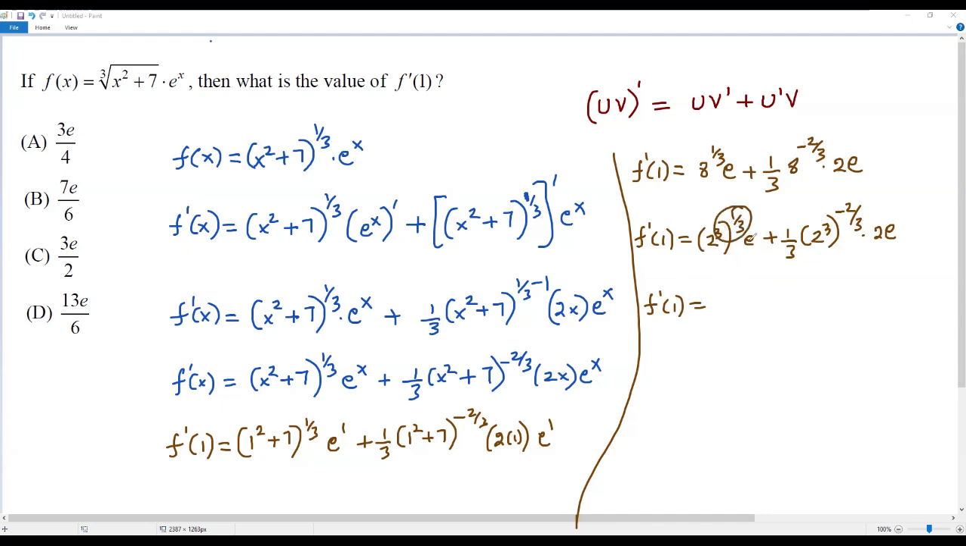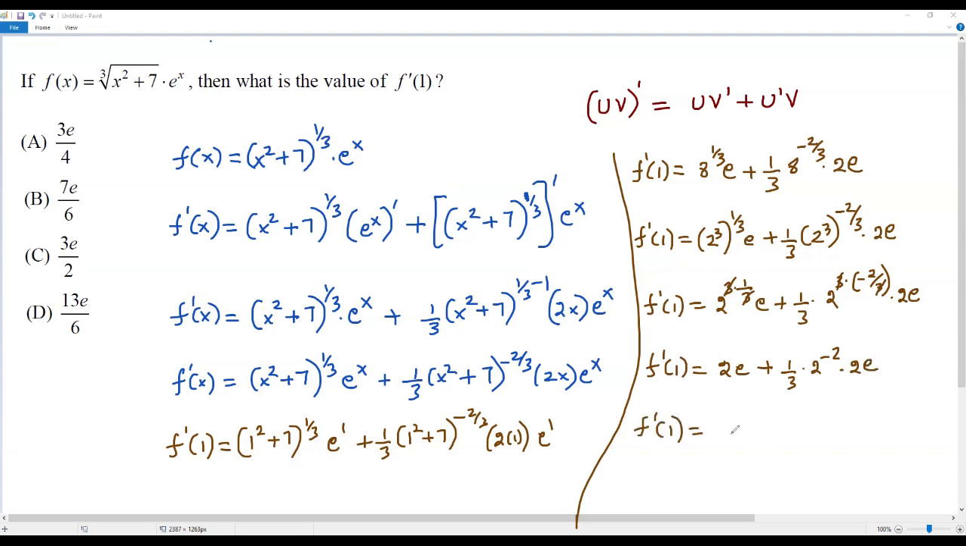Whenever we have two exponents like this, we can multiply the two exponents. Then I'm getting 2 to the power of 3 times 1/3 times e, plus 1/3. So the same thing, we can multiply the two exponents over here, that is 1/3 times 2 to the power of 3 times negative 2/3 times 2e. Okay, here this 3 will cancel out, the same thing, 3 will cancel out. Then I'm getting f prime of 1 equals 2e, this is 2 to the first power, which is just 2, plus 1/3 times 2 to the negative second power times 2e. F prime of 1 equals 2e plus 1/3.